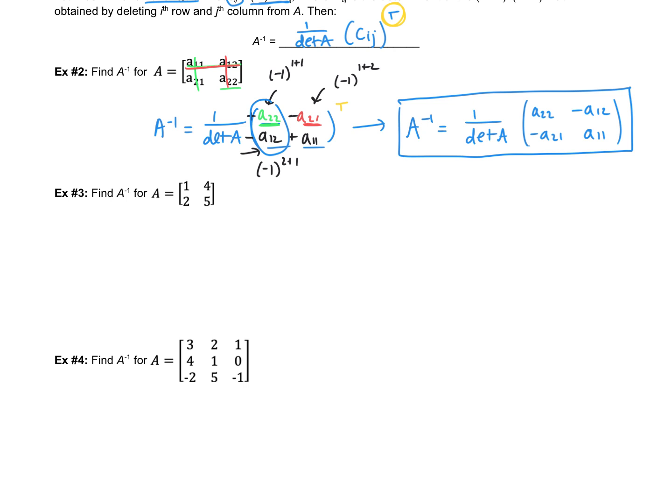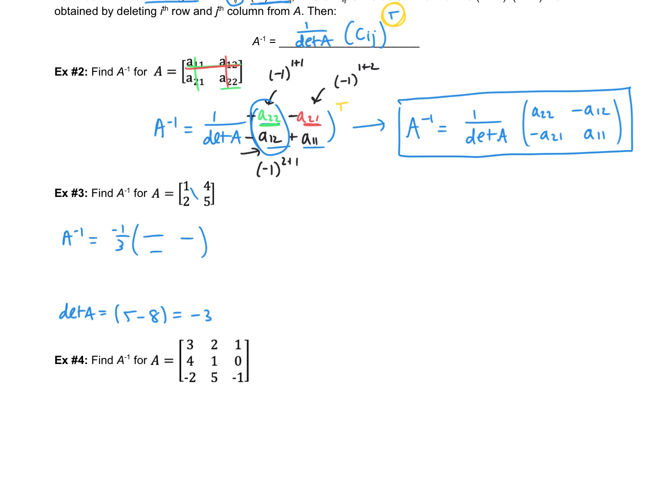Okay, so for this 2x2 in example 3, I'm going to start with finding the determinant of A. So if I do the determinant of A, if you remember, I'm going to multiply the first diagonal and get 5, and I'm going to subtract the second diagonal, which is 8, so I get a determinant of negative 3. So my multiplicative inverse then is going to be negative 1/3.